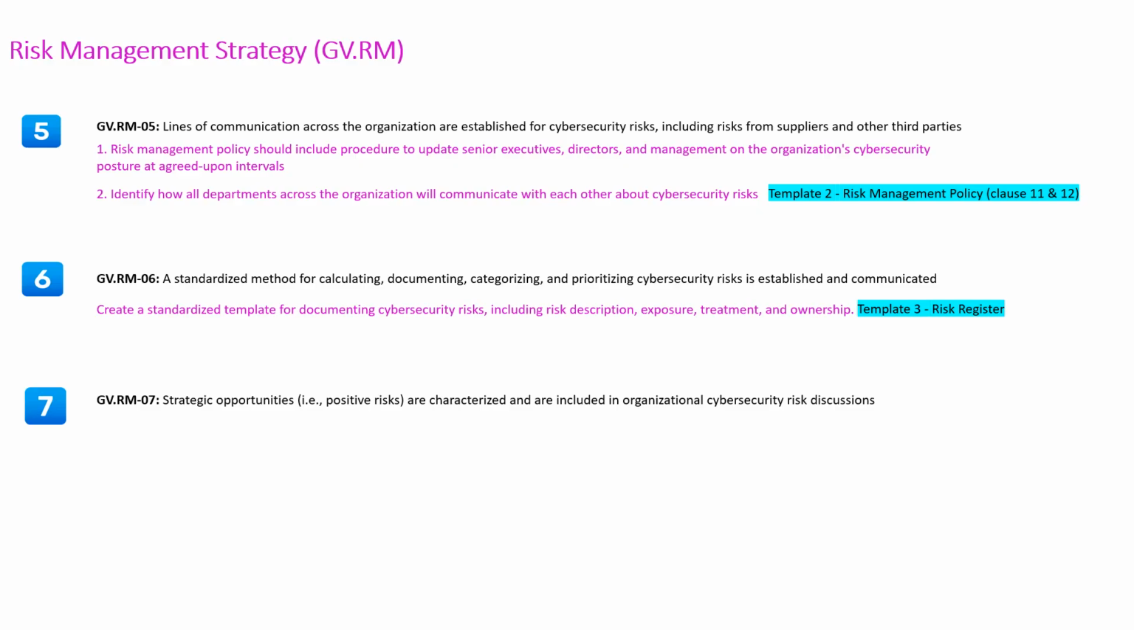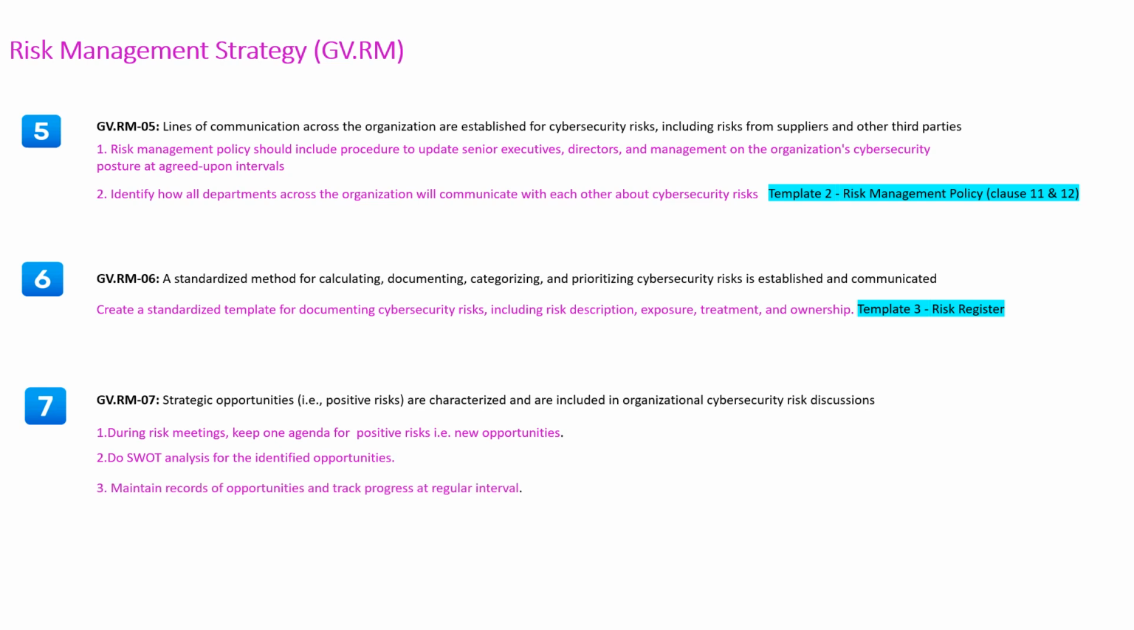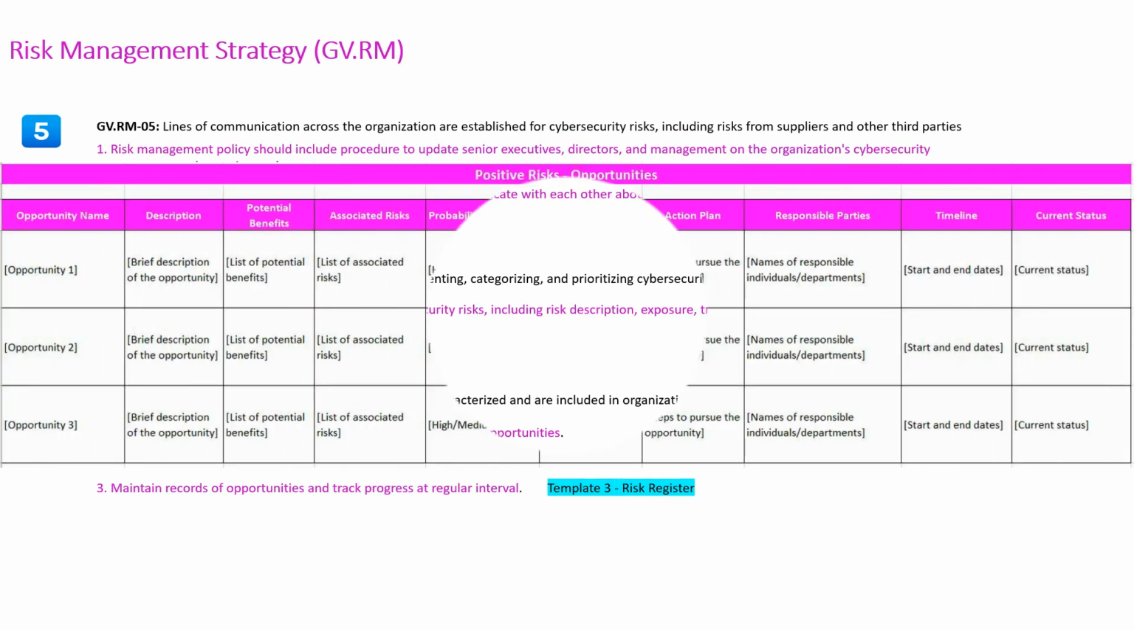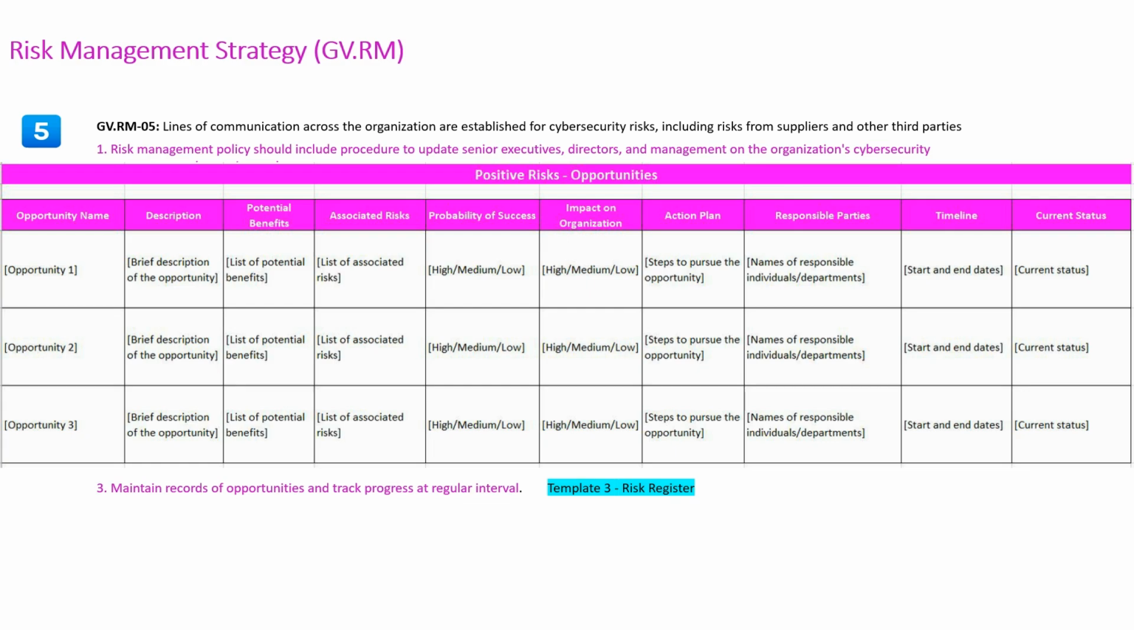So, how to implement this? During the risk meeting, keep one agenda item for positive risk, that is new opportunities. Do a SWOT analysis for the identified opportunities. Maintain records of opportunities and track progress at regular intervals. You may like to refer to our template number 3 to understand how to record positive risk.